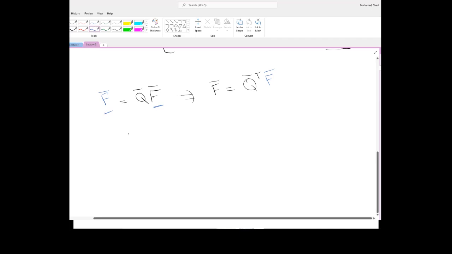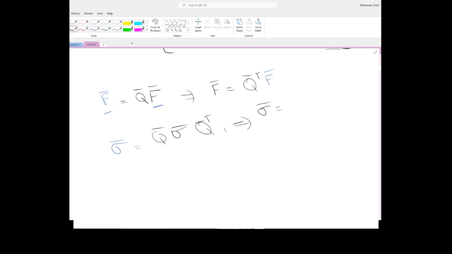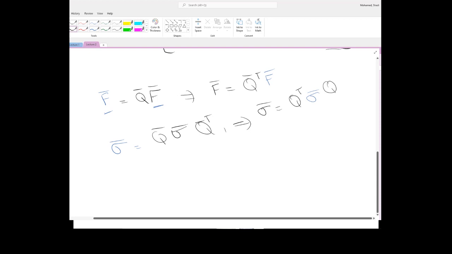You can do the same thing for the tensors. So sigma is basically Q multiplied by sigma black from left and from right. From left, it is the Q. From right, it is the transpose of the Q. If you want to get sigma black back, then in this case, you just have to multiply by the transpose first, then sigma, and then Q.